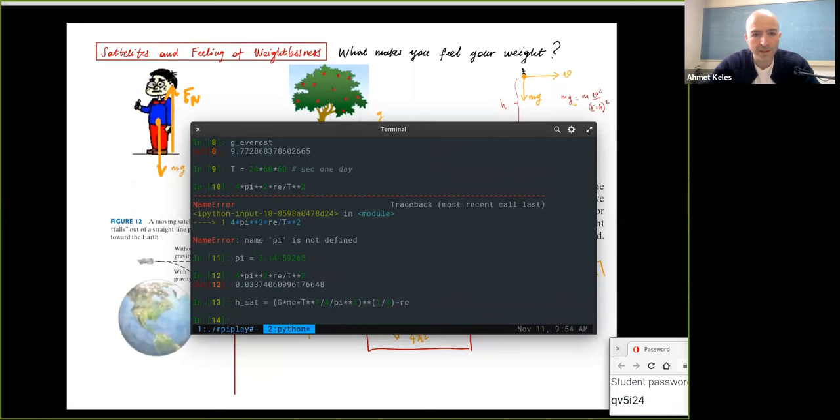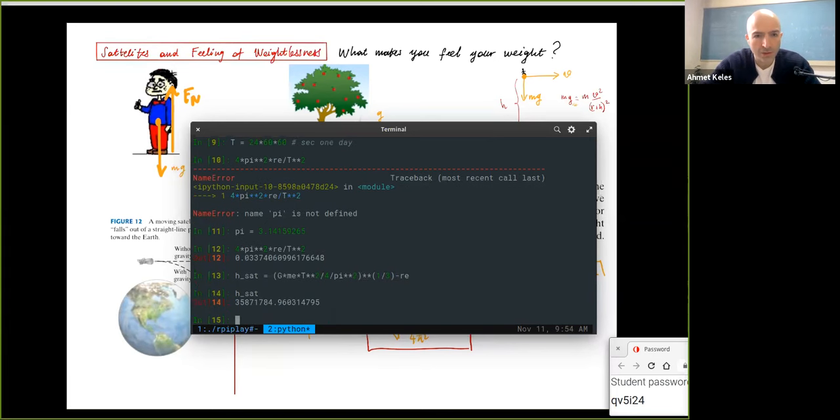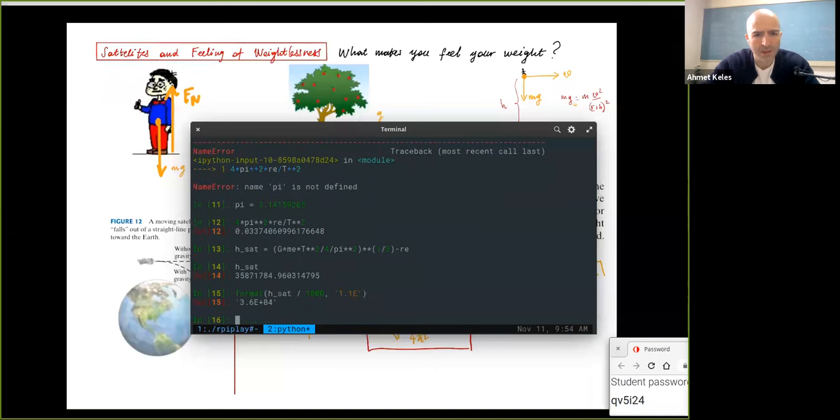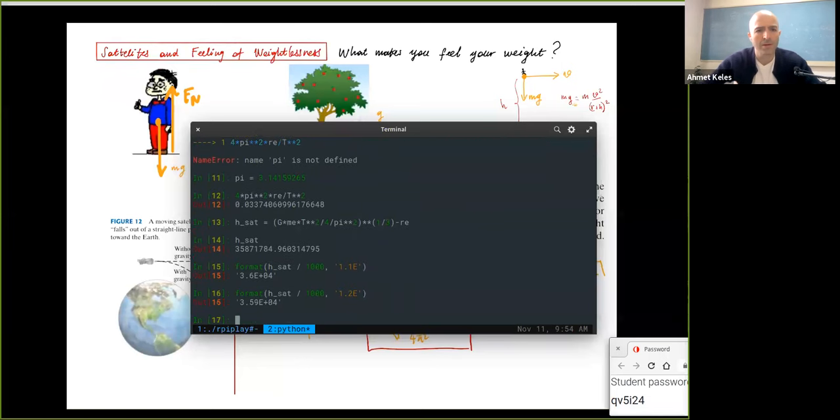And H satellite is equal to, so this is in meters. I think that's a lot of digits. Let's write it in kilometers, and I want to format this in scientific notation. Something like 1.1 E, something like that. Maybe 1.2 E.